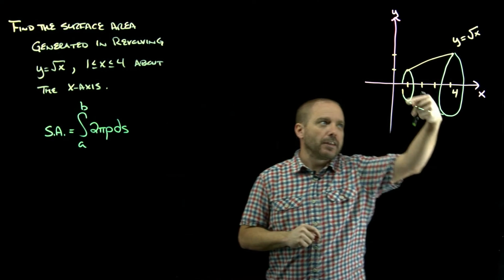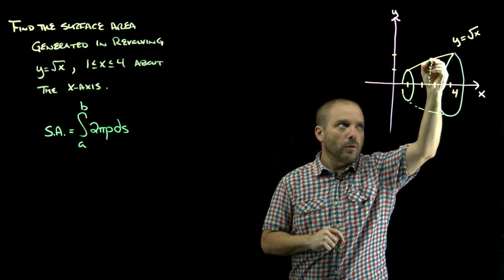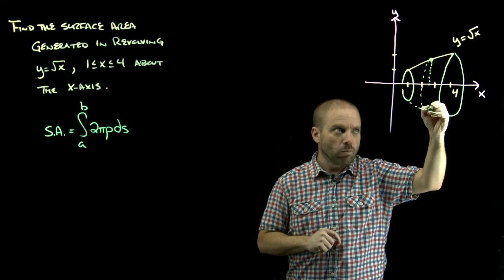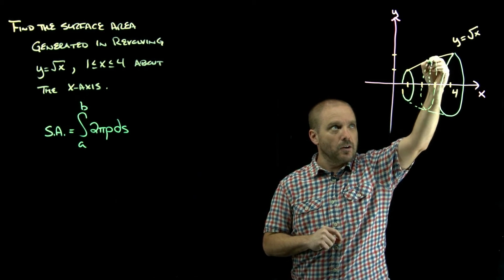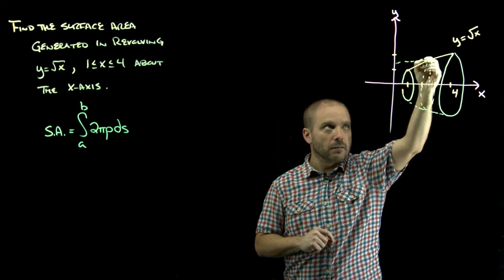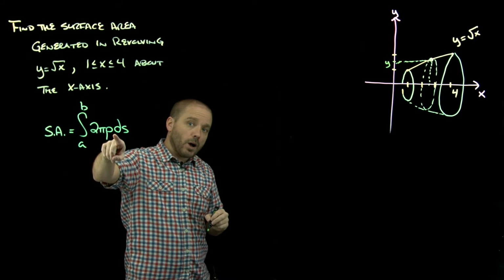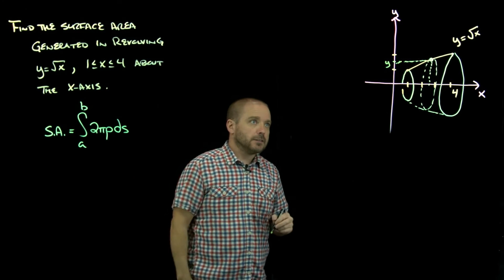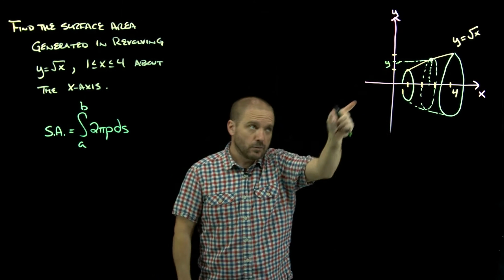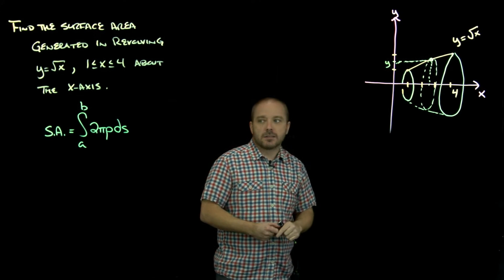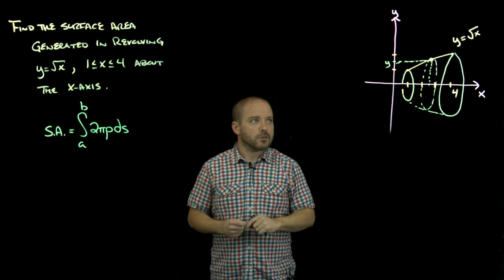So when you're going around the x-axis, any point on here, when it goes around, will go around in a circle. And that radius is being determined by the curve, and that radius is y, right? So your rho, when you're going around the x-axis, is y. Your rho, if you were going around the y-axis, would be x, because x is your distance from the y-axis. So in this case, it's y, which is square root of x, being determined by the curve there.